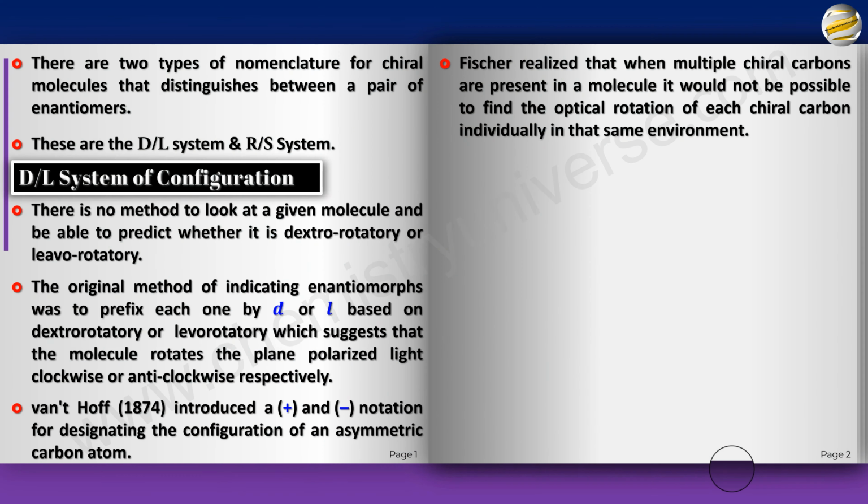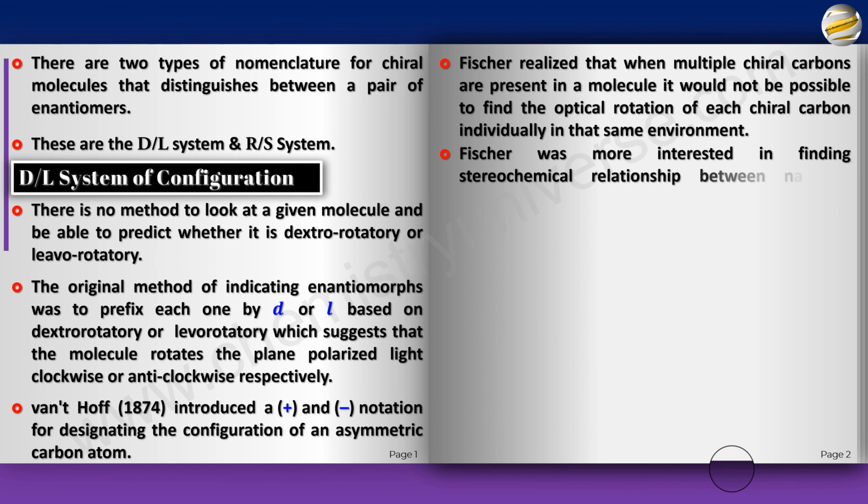So the compound itself changes. So in that scenario, it will not be possible to find the optical rotation when you have multiple chiral centers and you interchange the groups in just one or two of them. Fischer was more interested in finding stereochemical relationships between naturally occurring sugars rather than their individual optical rotation.